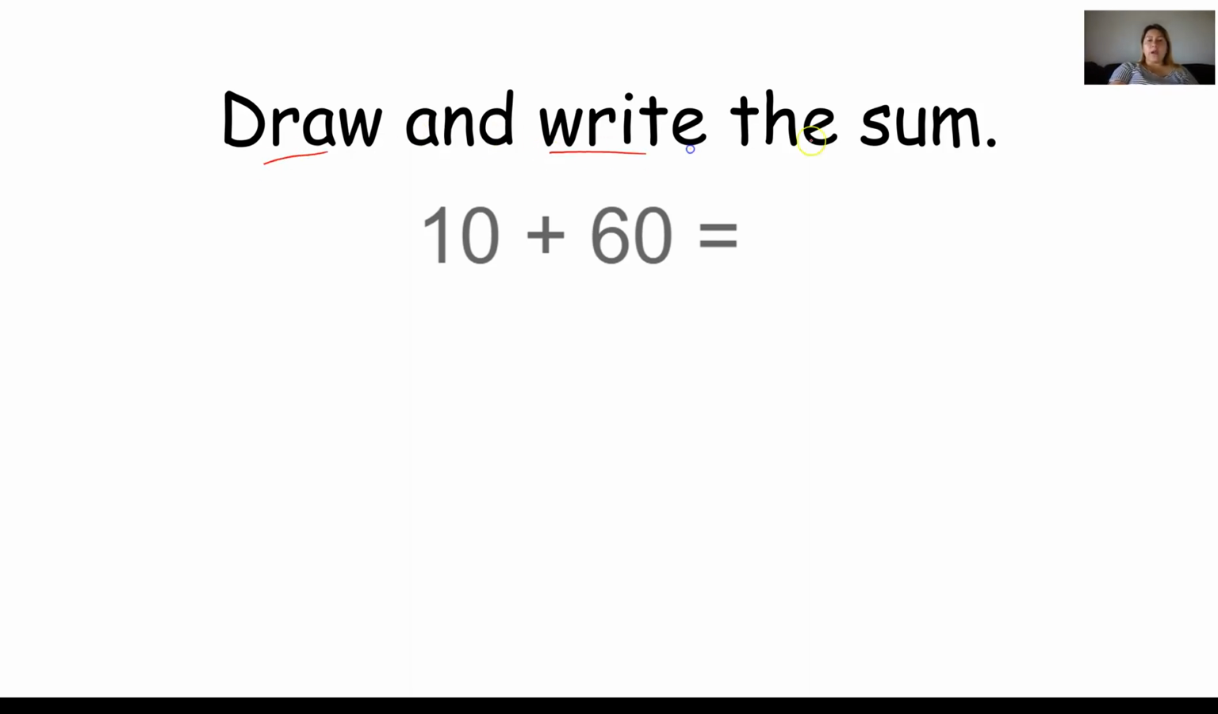So draw and write the sum. Okay, we have 10, and then in the others, we have 60, 10, 20, 30, 40, 50, 50 is diagonal, and then we have 60. Okay, so remember 60 is the larger number. What comes after 60? We're counting by tens. 60 and 70. Okay, so 70.